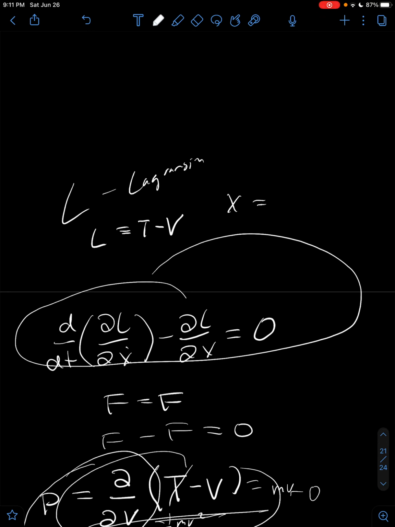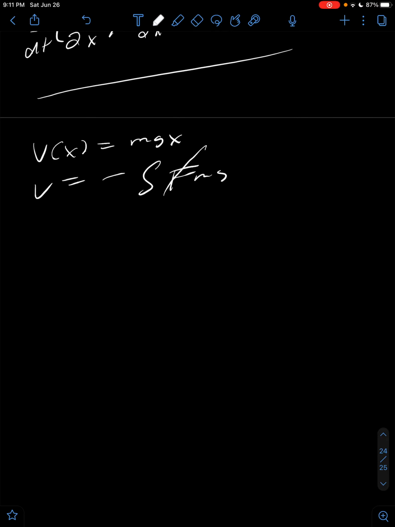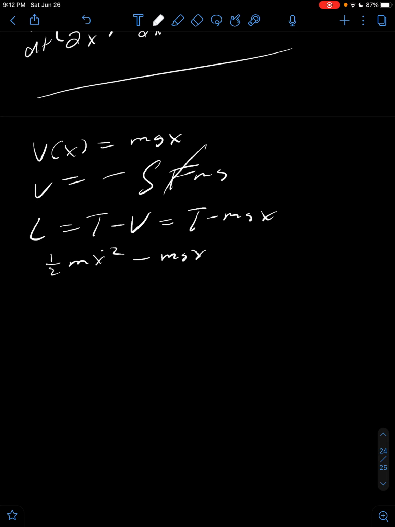So that's called the Euler-Lagrange equation, and we are going to solve it for the gravitational potential case, to show you it in action. So the gravitational potential V of x is just mgx, right? You can derive that by taking the integral of the gravitational force, which is just mg. So the Lagrangian is just T minus V, which is T minus mgx. Remember that T is 1/2 mv squared, or x dot squared. So that minus mgx.